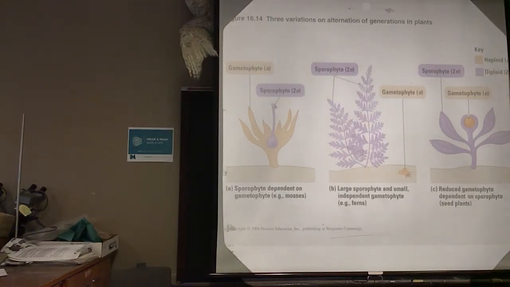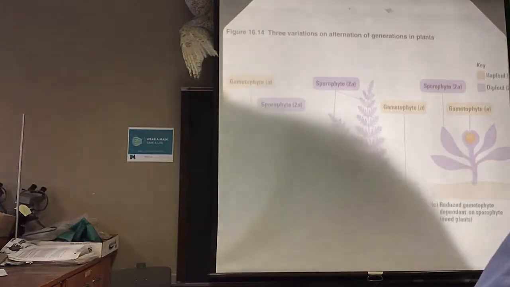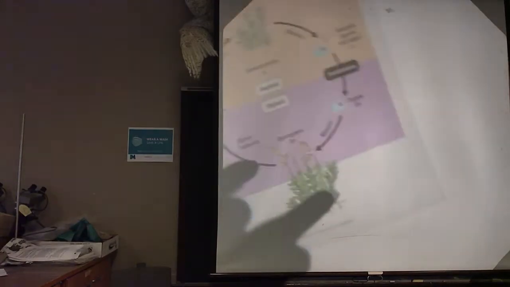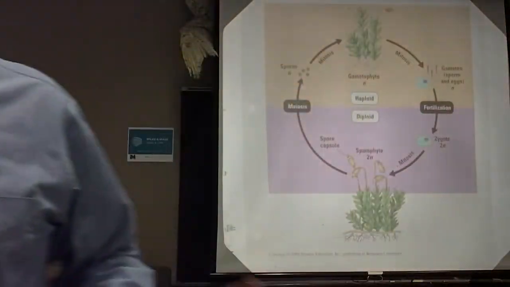There's 3 different variations. You get a gametophyte on a sporophyte. You get separate forms. This is what you get in the ferns. Or you get kind of a large one. Basically, the sporophyte is going to produce spores that have only one set of chromosomes in them. I'm already regretting having put that up there. This will be clearer.